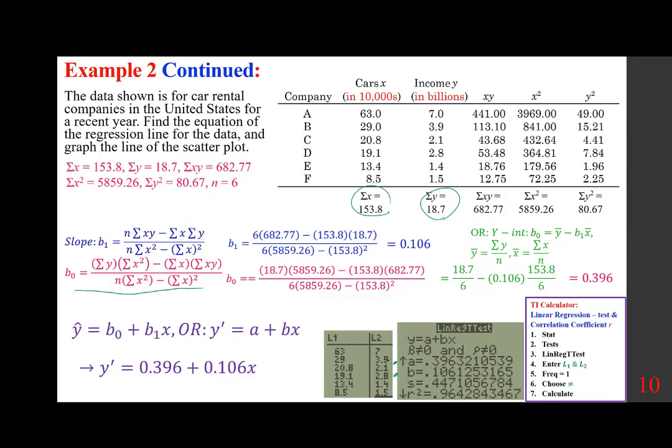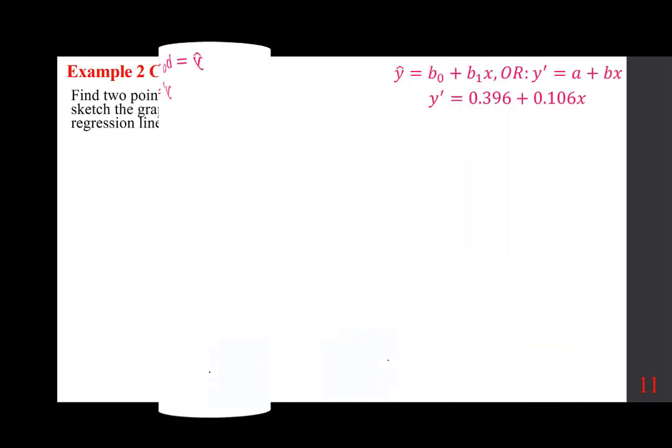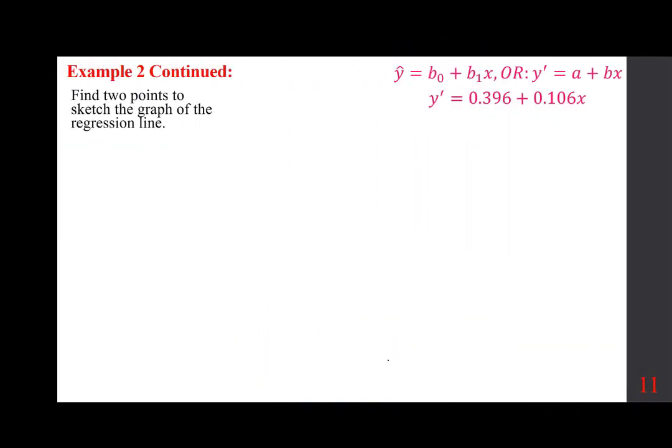The next thing we want to do, we want to go with the scatter plot. Remember the formula we just came up with? It's 0.396 plus 0.106x. To plot any line, if you remember in algebra, all you need is two pairs. So any x value between 10 and 60 will do the job.